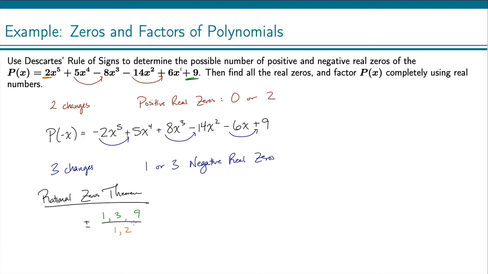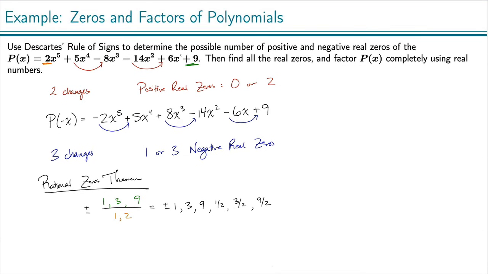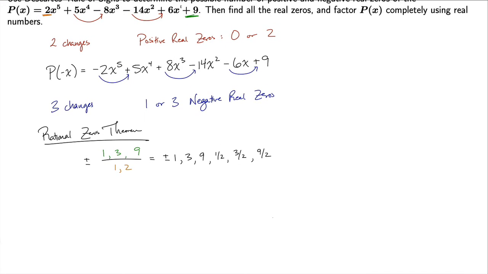We do all the divisions possible here. So we get plus or minus 1 over 1 is 1, 3 over 1 is 3, and 9 over 1 is 9. And then 1 over 2, and 3 over 2, and 9 over 2. Okay, so these are the possible rational zeros of our polynomial. So now we have to start checking these zeros.